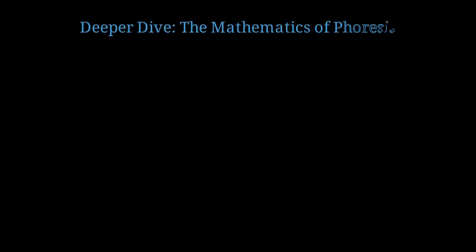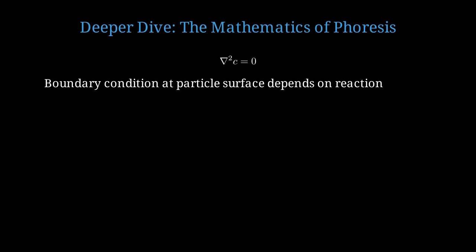For those interested in the mathematical details, let me provide a slightly deeper look at the theory of phoretic motion. This builds on classical electrokinetics and colloidal science. We start with Laplace's equation for the concentration field. Laplacian of C equals 0. This holds in the quasi-steady limit, where diffusion is fast compared to particle motion. At the particle surface, we have a boundary condition that depends on the reaction. For a uniformly reactive particle, we might have a constant flux. For a Janus particle, the flux is non-uniform, breaking symmetry.